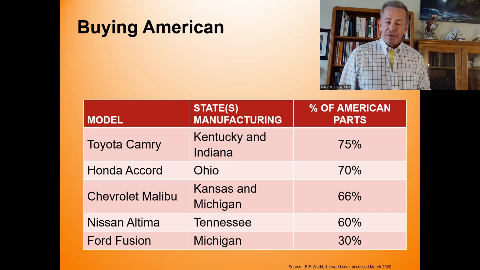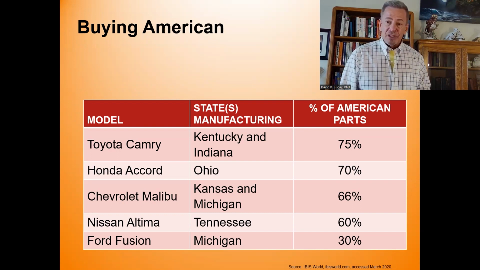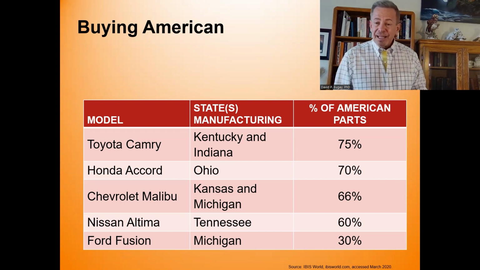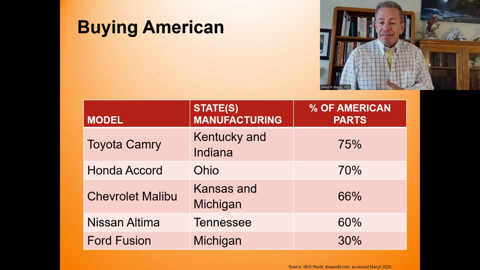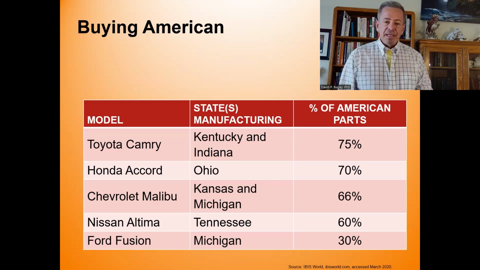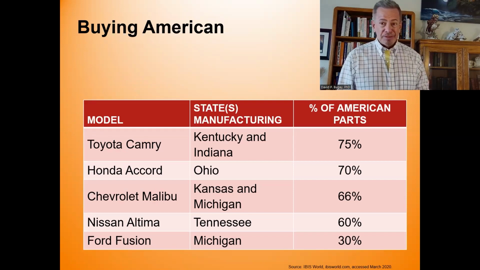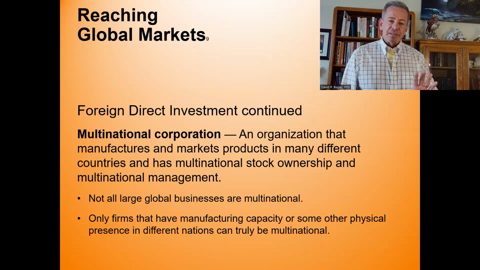Honda is another foreign company, but they have a manufacturing plant in Ohio with 70%. The Chevy Malibu, I thought Chevy was an American car. Okay, but that being said, Kansas and Michigan, and less than Honda, the parts 66%, but that means 34% are coming from someplace else. Nissan, Tennessee, Ford Fusion, Michigan, with a whole 30% of parts from America. So you'll see all that.